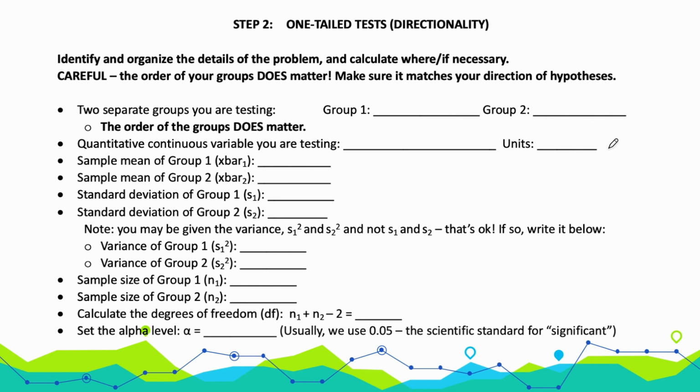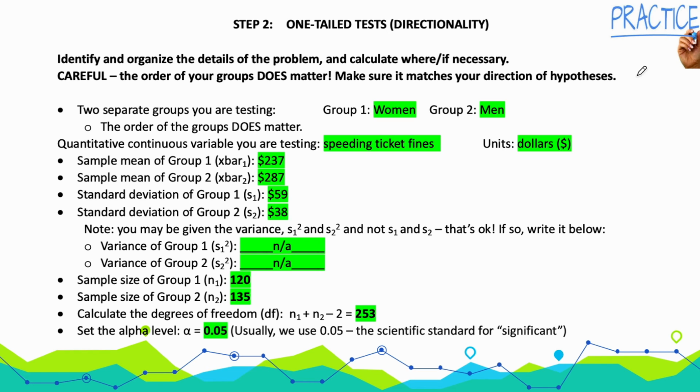Next, we want to make sure we capture all of our information in step 2. We have determined which groups we're talking about, and the order of your groups does matter for these problems. And then you'll fill in the rest like we've talked about with the previous practice problem. I've filled out this using our practice problem about women, men, and speeding fines. So as you can see, I've got group 1 is women, group 2 is men. Our quantitative continuous variable we're testing is speeding ticket fines, measured in dollars.